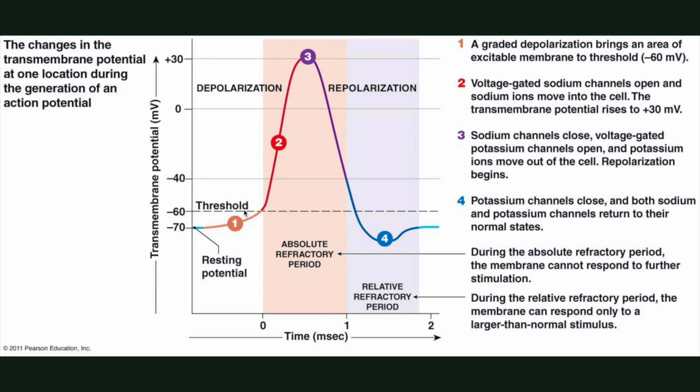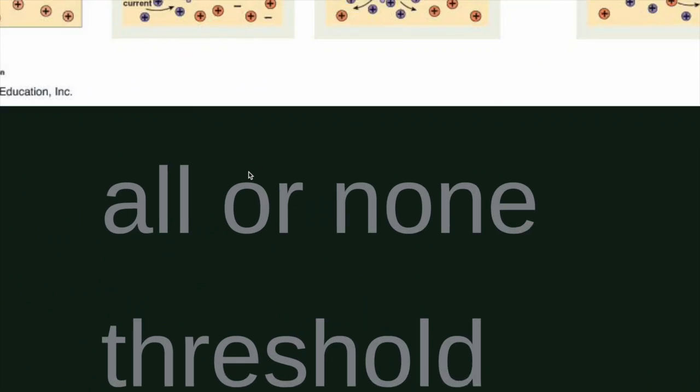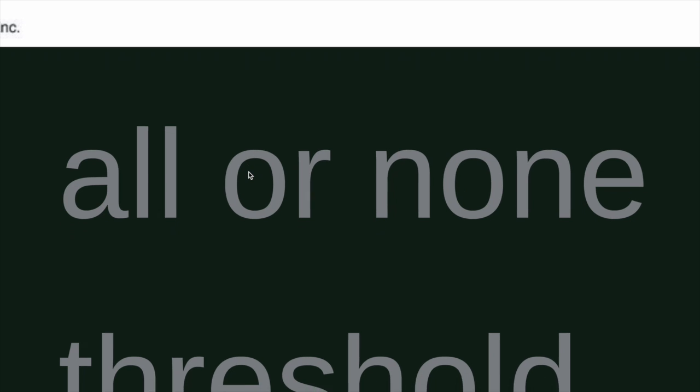Threshold is the point where an action potential happens. So if you reach this point, you get an action potential. Even if that EPSP brought you up to here, up to minus 40 or minus 60, you still get the same size action potential. Action potentials are always the same size. We have what's called the all or none principle. It states that an action potential either happens or not. So no matter how big the graded potential is, as long as it brings the cell to threshold, you'll get an action potential.